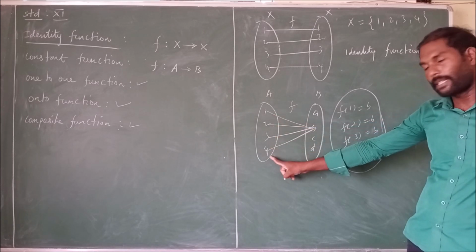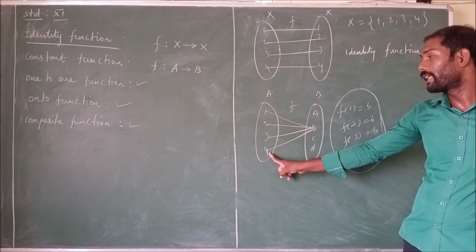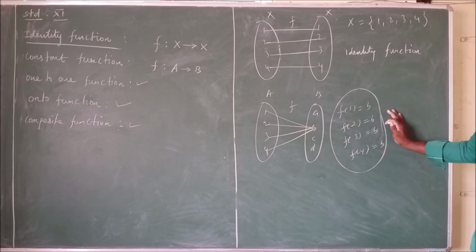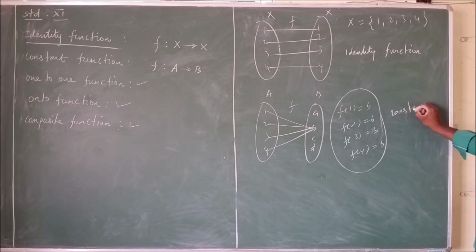Clear that? Every element in A is mapping to only one element. It is called a constant function. This is an example of a constant function. Clear that?